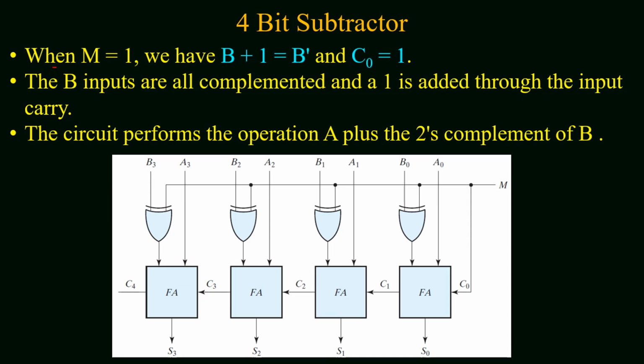Now whenever M is equal to 1, we have B exclusive or 1 equals B prime, and then the input carry is also equal to 1. So all the bits of B are complemented and 1 is added through the input carry, and then the circuit performs the operation of A plus 2's complement of B. Hence this is a subtraction operation.